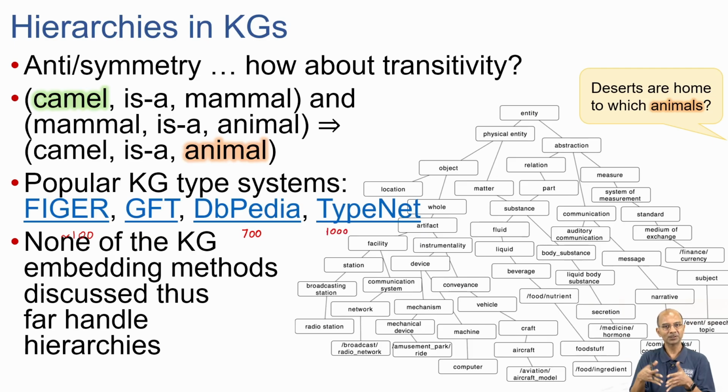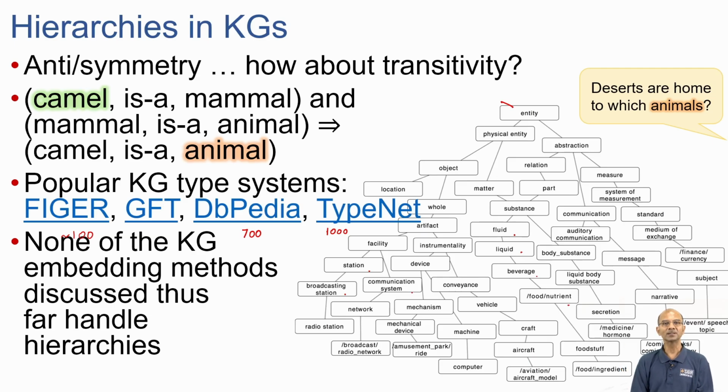Nodes may merge from multiple parents as well as fan out from ancestor types. The root type here is all entities in the world, whereas more fine types such as fluid or station, broadcasting station, communication systems, a liquid can be a beverage, which can be a food or nutrient, those would be finer and finer types under the hierarchy.